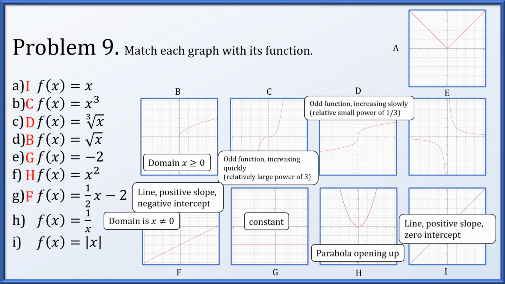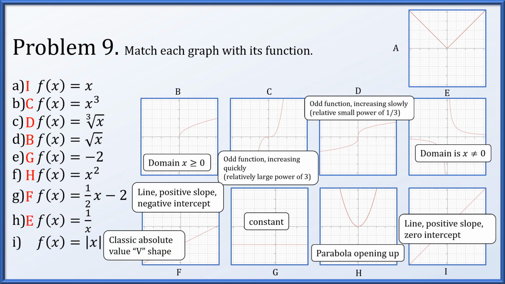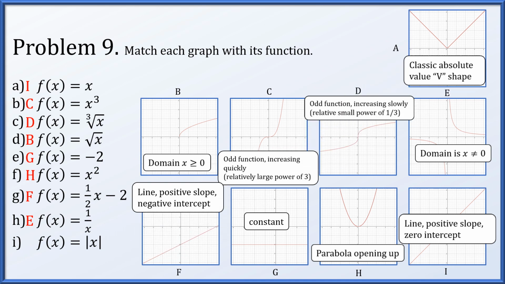What about f of x equals 1 over x? The domain is everything other than 0, so we're looking for a graph that contains every x value except for 0, and that's this one right here at E. And the absolute value function has this classic V shape that we'll simply learn to recognize as time goes on. Also, it's the only one left, it's A.